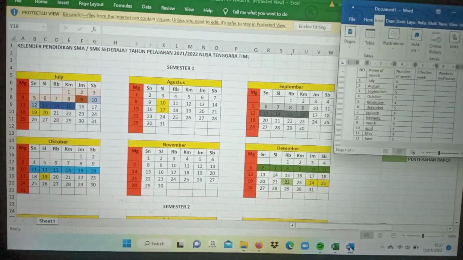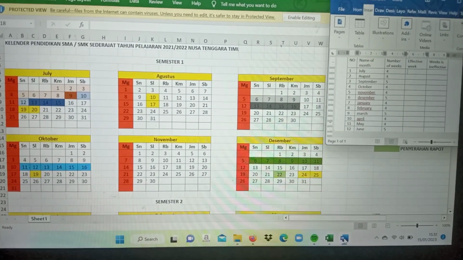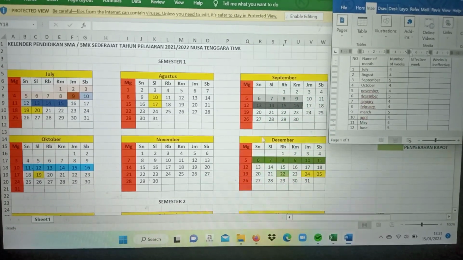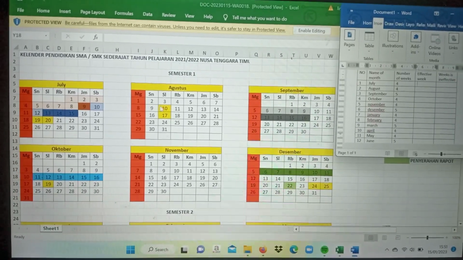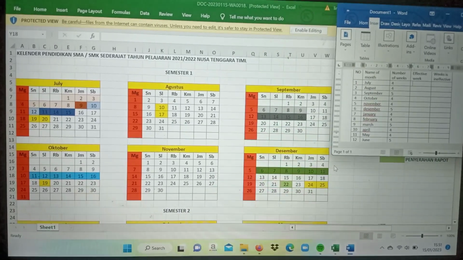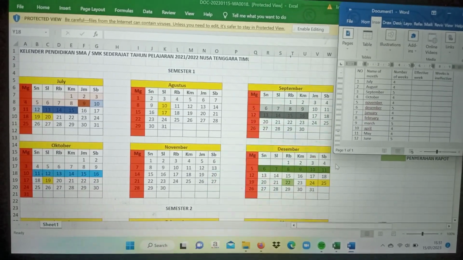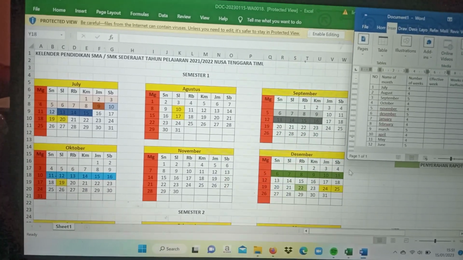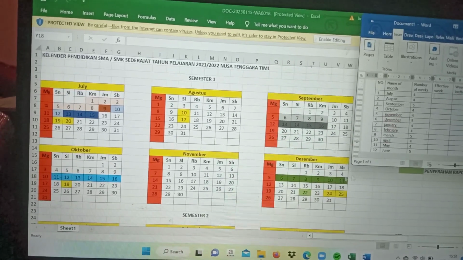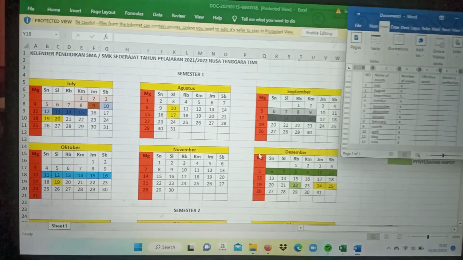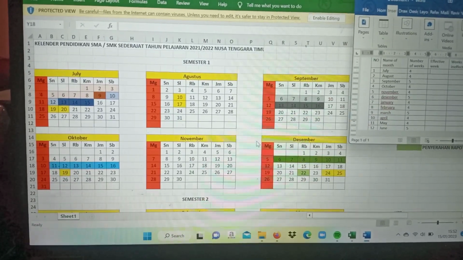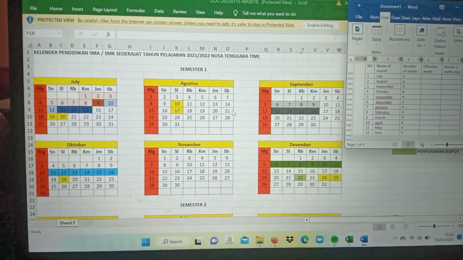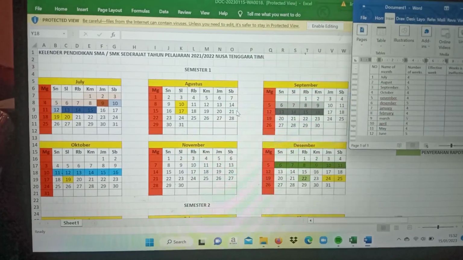On this calendar, in each month there are several columns that have been colored like this, which means that the colored columns are holidays, end of semester exam activities, or other activities outside of effective school days. So the columns that are white are the days of the effective teaching and learning process.